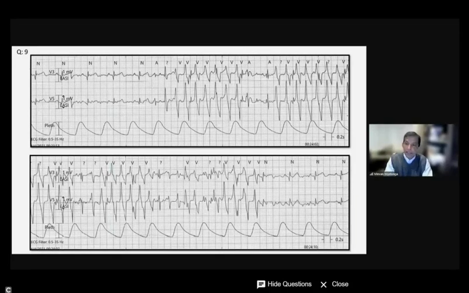And what is your next step once you see this? You increase the beta blockers. You reconsider repeat coronary angiography. You start amiodarone. Or you just say, okay, no worry, just be happy. Reassure. Please answer.